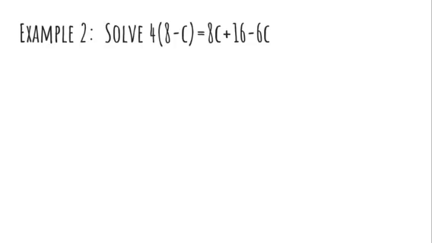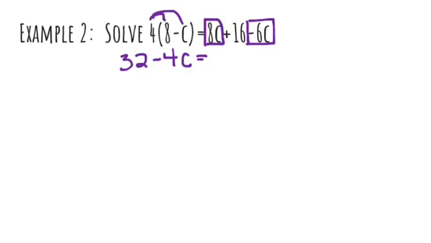Here's the last example that I'm going to solve for you. 4 times the quantity 8 minus c equals 8c plus 16 minus 6c. Following those steps that I gave you, first thing we need to do is simplify, which first is distributing. So when you distribute that 4, you get 32 minus 4c. We also need to combine like terms. And on this side, I can see I have 8c minus 6c, which gives me 2c, plus 16.